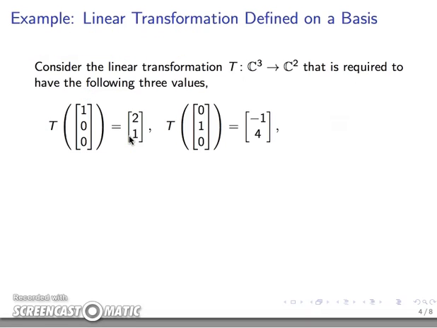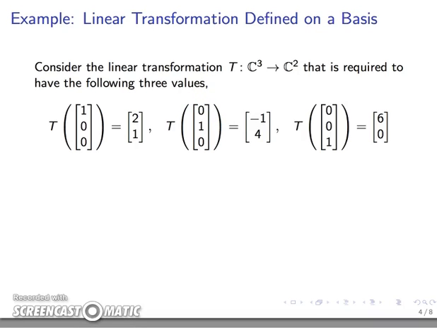And suppose that we also have information on the transformation evaluated at e sub 2. This vector here is e sub 2. And then we also have information on the transformation evaluated at e sub 3. Even though we don't know the formula of this T, we have important information about these evaluations at each basis element of C sub 3.